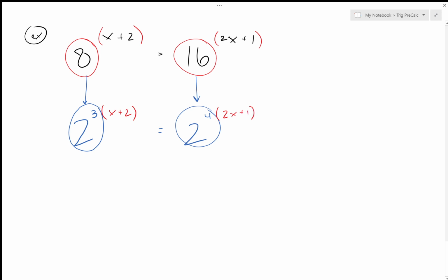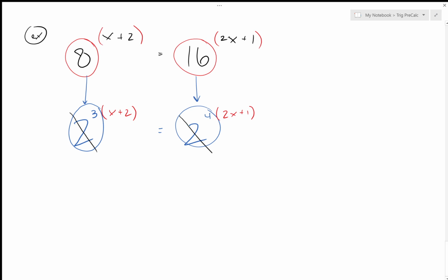So let's just take a look at it real quick. Did we change the value of this at all? No. 8 and 2 to the third power are still the same thing. 16 and 2 to the fourth power are still the same thing. But now they both have a 2 base. And because of this, we can cancel those out. So 2 and 2 get canceled.